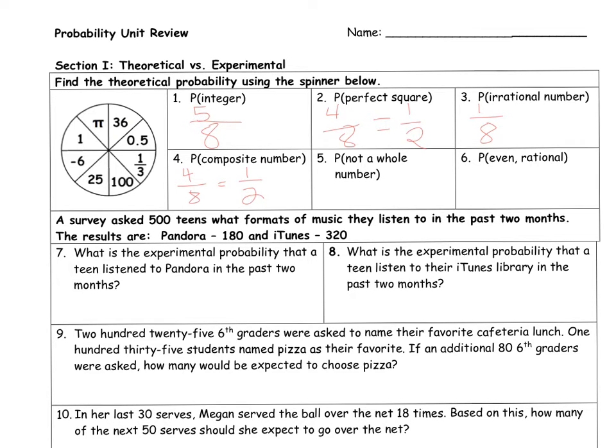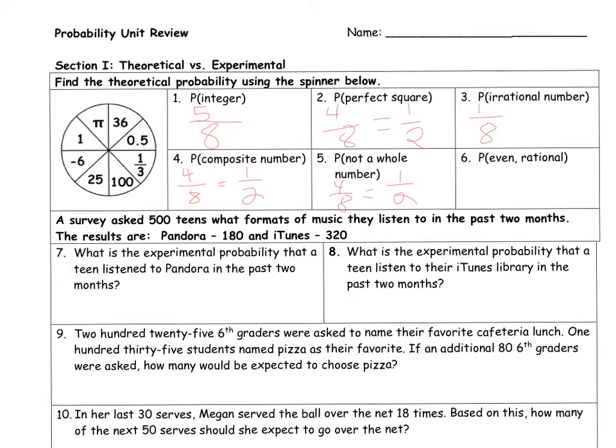Number 5, the probability that it is not a whole number. So when we look at this, there's pi, there's -6, there's 1/3, and 0.5. So that's 4 out of 8, or 1/2, or you could do 50%, that are not whole numbers.